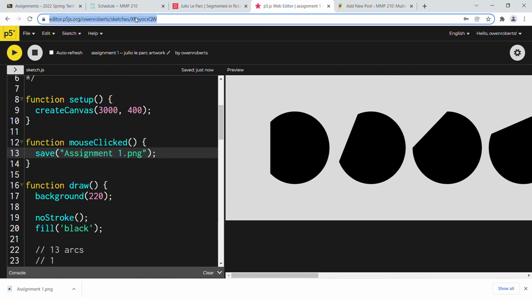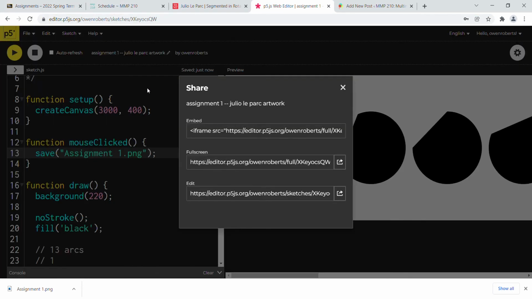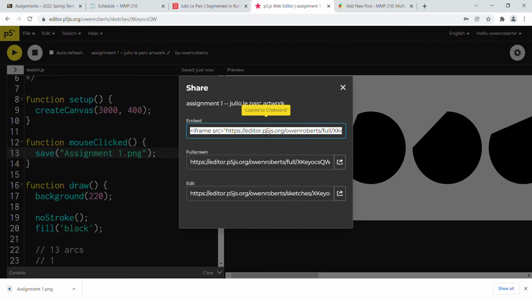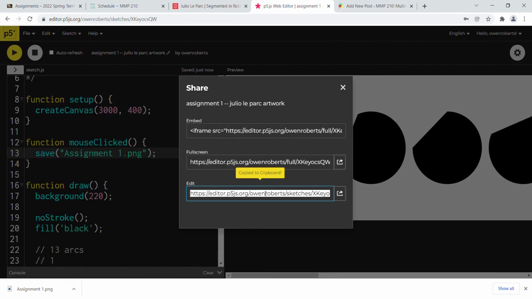And then I'll just copy the main link here to the code, or I can go to share and you can actually see the code in full screen. So it'll show like this, or you can do an embed if you want. I wonder, I guess we could embed these on WordPress, although I bet it won't really work that well. Or I can just get the link to the editor, which I already have open. And so I can click here and that'll copy it.